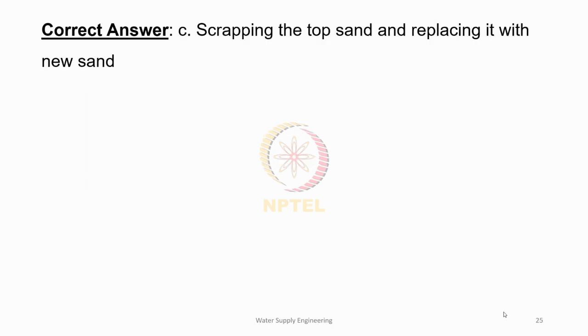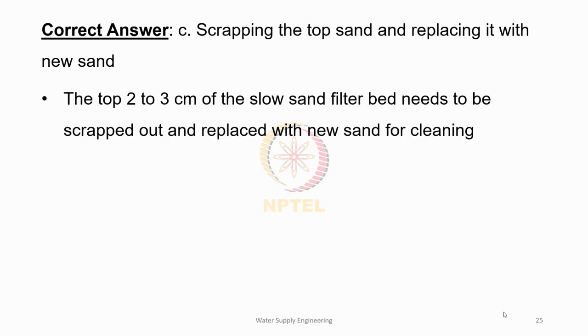Okay, so the correct answer is option C, scraping the top sand and replacing it with new sand. When we are cleaning a slow sand filter, we need to remove the first 20 to 30 mm, or 2 to 3 centimeters, of the sand, and then we need to replace that thickness with new sand.